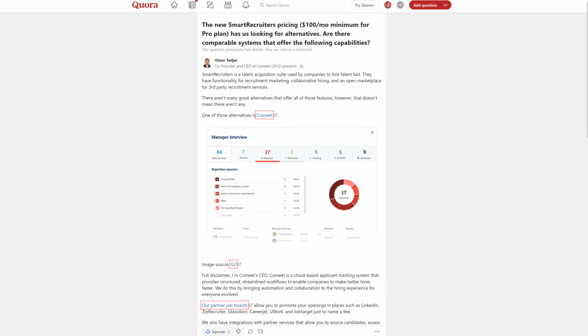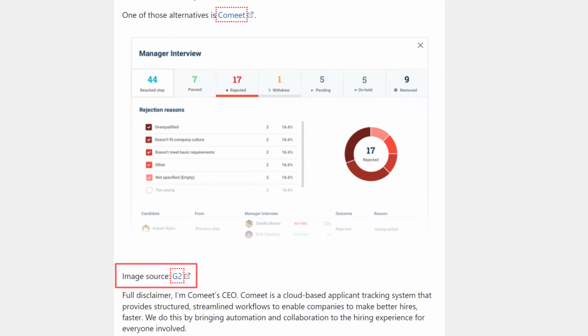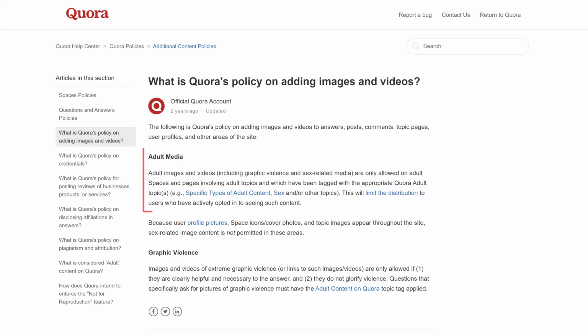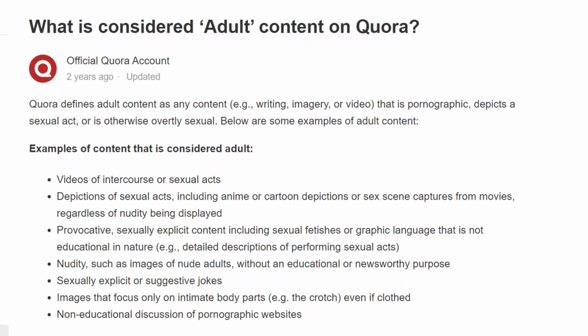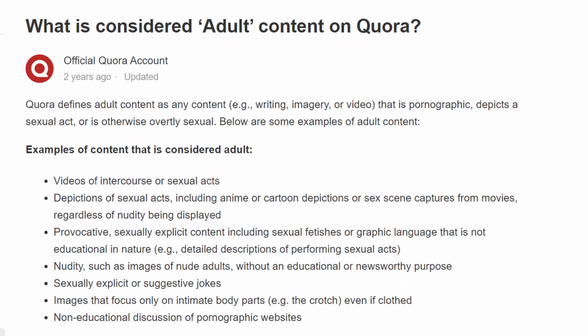Number 1 is an image violation. If you want to use images taken from third-party websites, you have to make sure all the images include proper attribution. You can do this by adding a legend below the image saying source and where you took it from. Another thing you have to keep in mind is that adult images and videos are only allowed on adult spaces and on pages involving adult topics, which have been tagged with the appropriate Quora adult topics. These images include graphic violence and sex-related media.